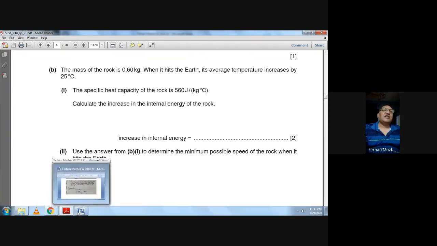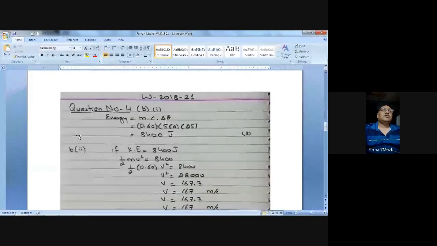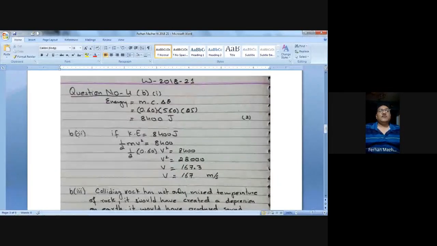I have done this calculation. Let me show you. On your screen, you can see question number 4b, first part. Energy is equal to mc delta theta. m is 0.60 kg, c value is 560, and the change in the temperature is 25. You multiply them, you get 8400 joules. It's a 2 mark question. I hope you have understood it. Okay, let's move to the next part.